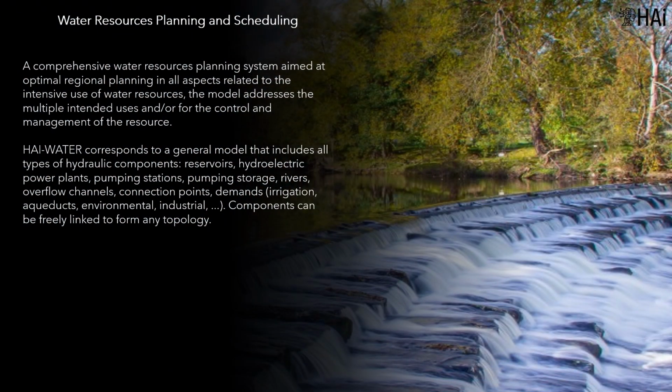Water resources system optimization. It is a comprehensive water resource planning system, aimed at optimal regional planning, in all aspects related to the intensive use of water resources. The model addresses the multiple planned uses and/or the control and management of resources. HIGH WATER corresponds to a general model that includes all types of hydraulic components: reservoirs, hydroelectric power plants, pumping stations, pumping storage, rivers, overflow channels, connection points and water demand, for irrigation, aqueducts, environmental, industrial and others. Components can be freely linked to form any topology.